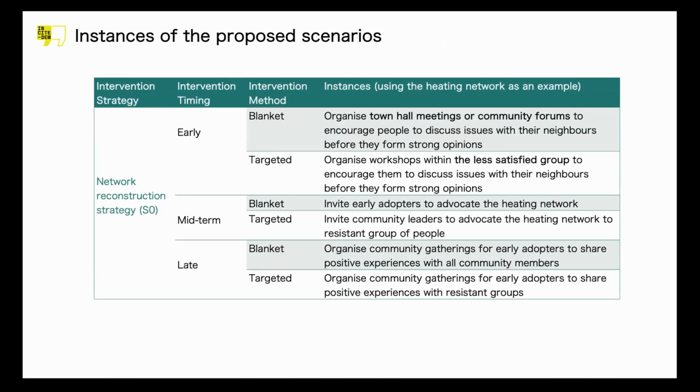So we use the network reconstruction strategy as an example. For the strategy, we take the network reconstruction strategy, and then for the intervention timing, we can choose early, midterm, or late. And also for the intervention method, we can choose blanket or targeted. For instance, here we use drawing the heating network as an example. For the early blanket interventions, we organize town hall meetings or community forums to encourage people to discuss issues with their neighbors, try to connect with different connections, not just within your social circles, but try to connect with people beyond your social circles.